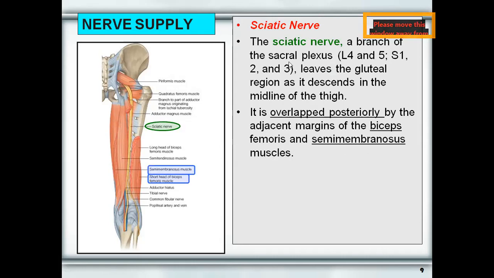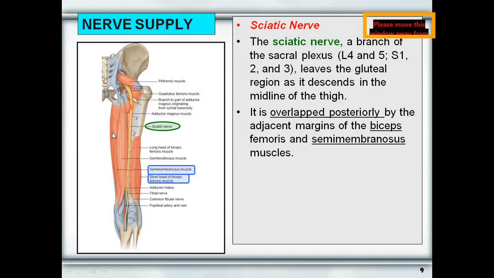Sciatic nerve is a branch of the sacral plexus. Sciatic nerve we are going to elaborate much in detail when we do the sacral plexus. Okay, so for now whatever is seen in this region, I am just trying to give a few points regarding that. So the sciatic nerve is a branch of the sacral plexus. The root value is L4, L5, S1, S2, S3, and it leaves the gluteal region as it descends in the midline of the thigh, as you can see here.